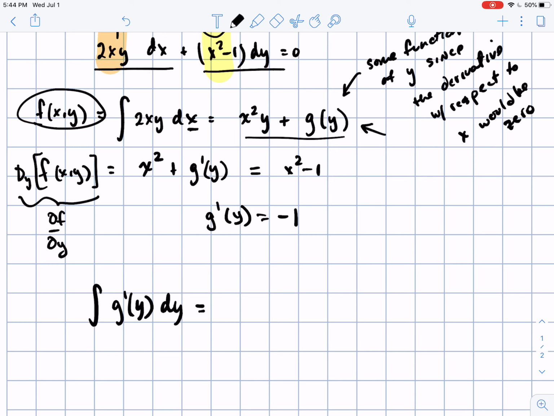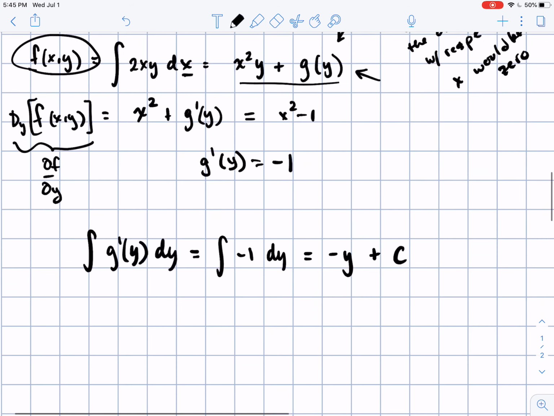So here I'm going to have negative 1 dy, which gives me negative y plus, now it's a c, because we already dealt with that first function of x. We did our integral and got that out of the way in the beginning, because if we did that integral with respect to x, we would have had something with an x. Now you actually have that c value. And then our final step is just to put your g of y in for g of y.